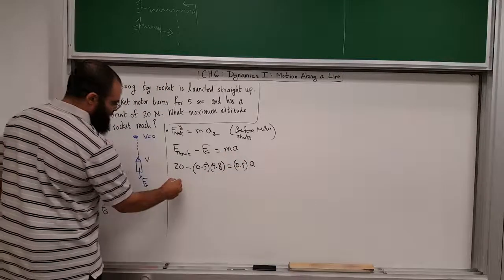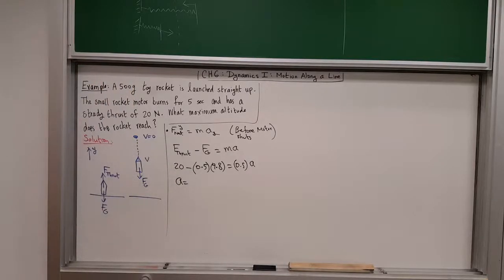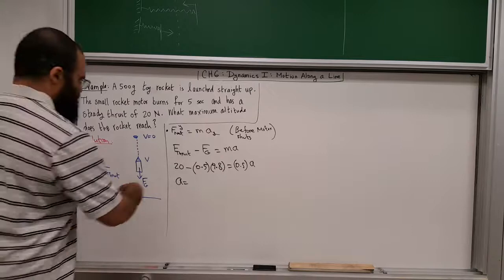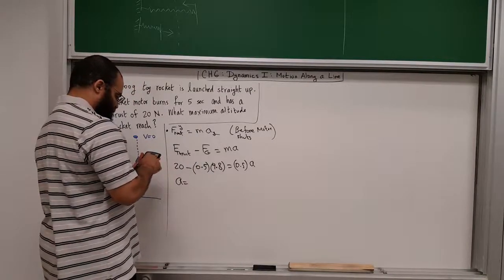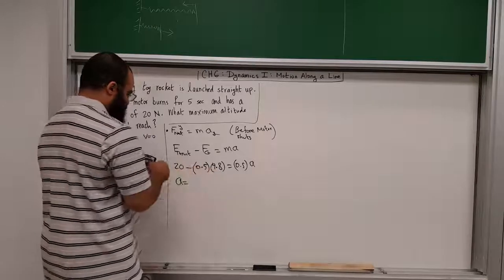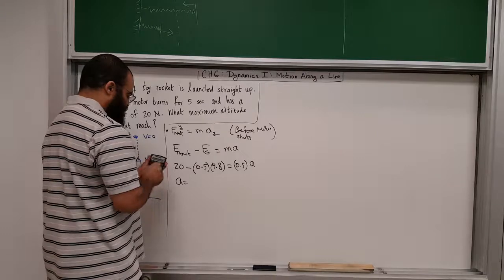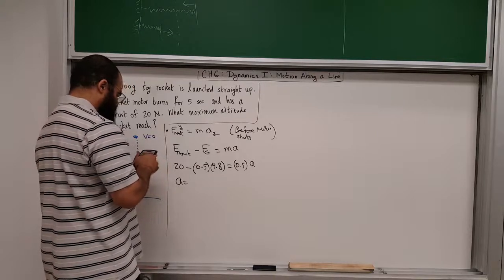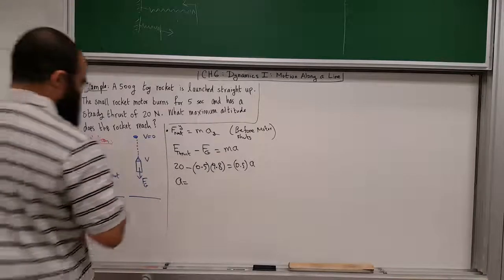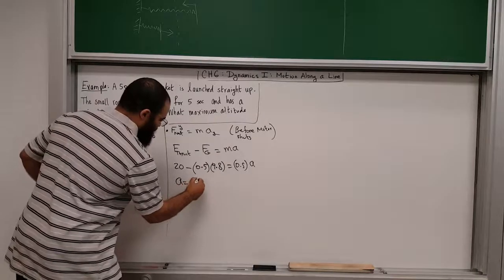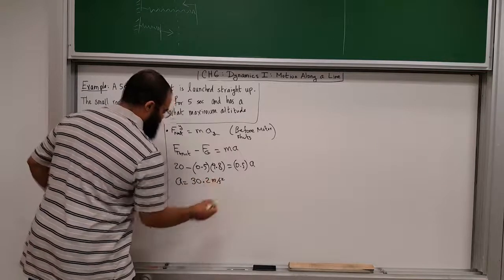So let us find the acceleration. I need to use 20 minus this, divided by 0.5. So 20 minus 0.5 times 9.8, which is 4.9, gives 15.1, over 0.5, so times 2. So that's 30.2 meters per second squared.